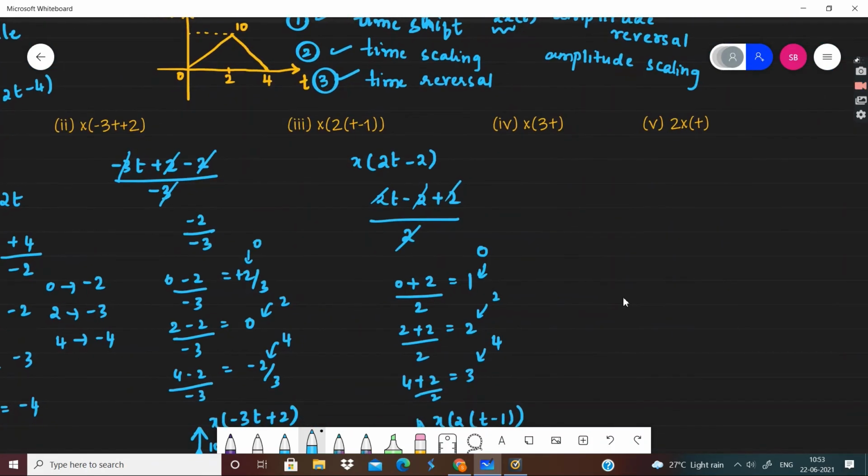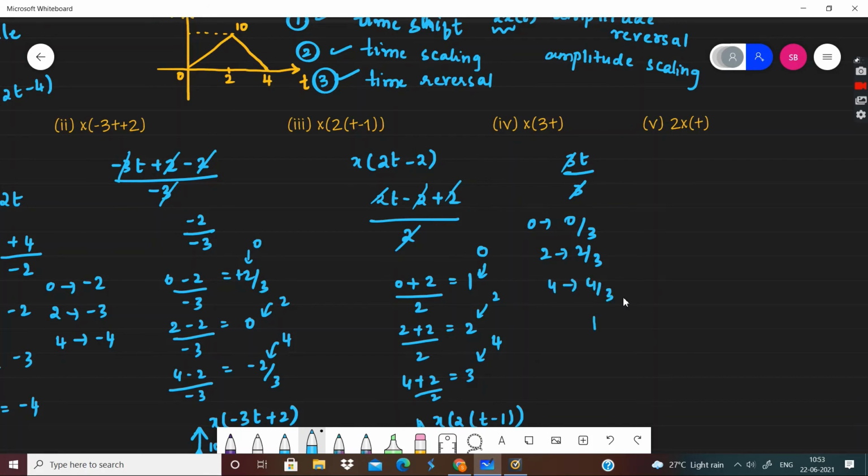Similarly, I have the fourth question, which is in terms of time scaling. So x of 3t. So how can I make this 3t equal to a value of t? So if I divide by 3, in the numerator I didn't do anything, I have just divided the denominator by 3. So 3 and 3 will get cancelled out and you are remaining with t. So for the original time sequence, I have to just divide by 3. So 0 will become 0 by 3, 2 will become 2 by 3, and 4 will become 4 by 3. So this is the concept.